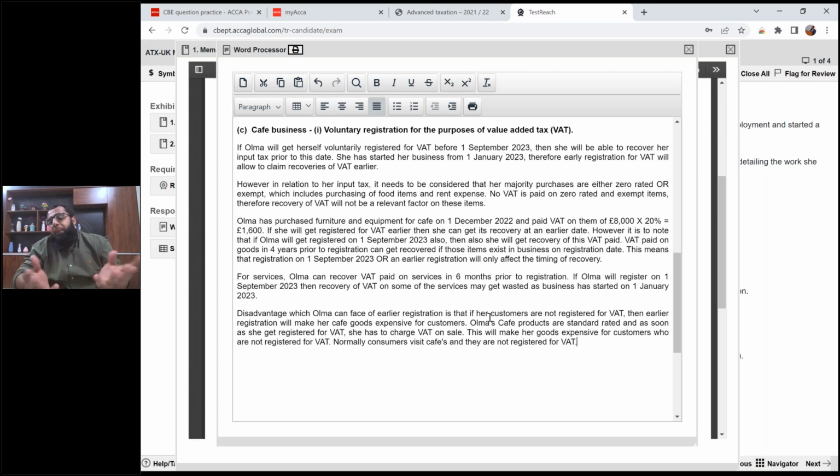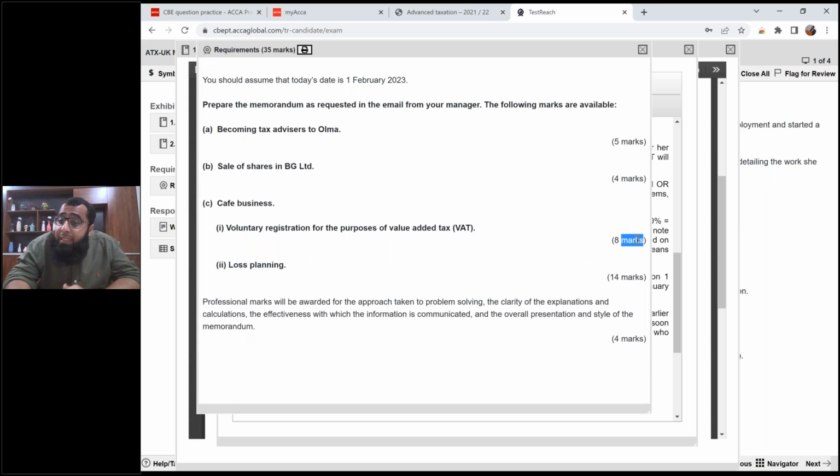Okay, normally the people who visit the cafe are the consumers, but we have made it clear that it will get expensive for those who are not registered for that. Obviously, if the customer is registered for that, he can file a recovery. So if you look at the answer, this was an easy 8 marks requirement. How many marks have I done till now? 5 plus 4, 9 plus 8, 17 marks.